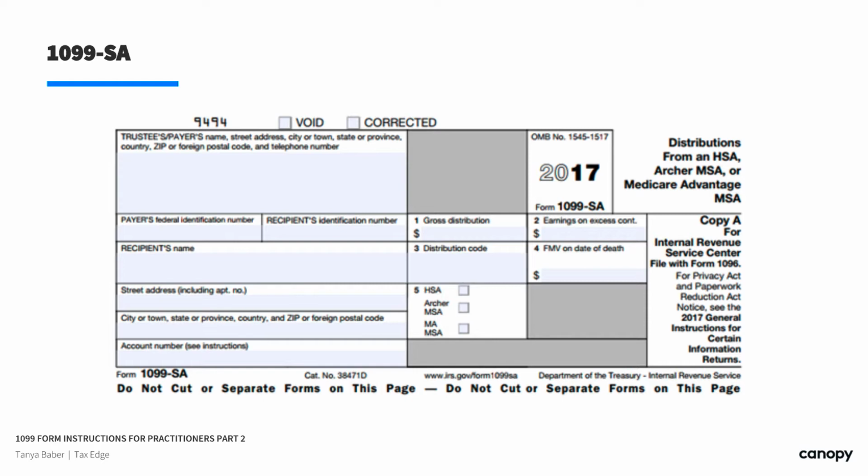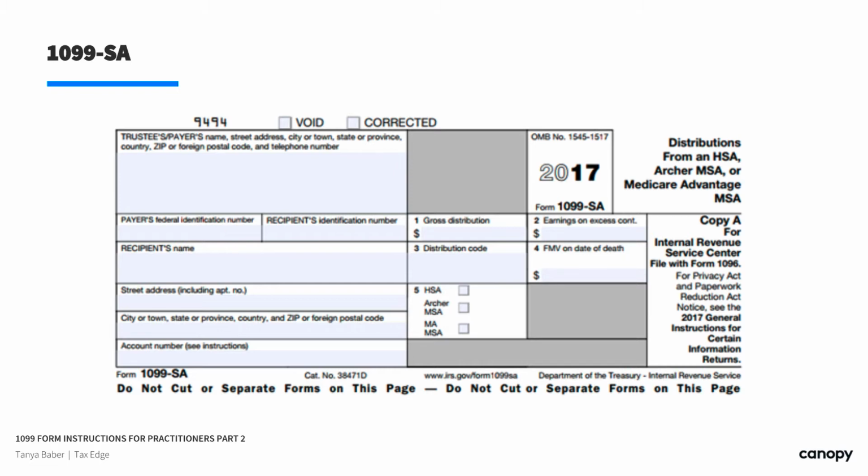So distributions from an HSA, an Archer MSA, a Medicare Advantage MSA, these are all very specific types of plans. So you wouldn't have an occasion to do this unless you were helping somebody who is reporting maybe HSAs, MSAs, etc. So it's going to be the same sort of things. Again, demographics, void, corrected, none of that really changes much.